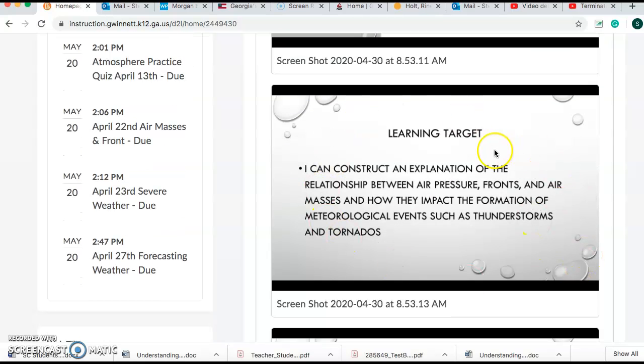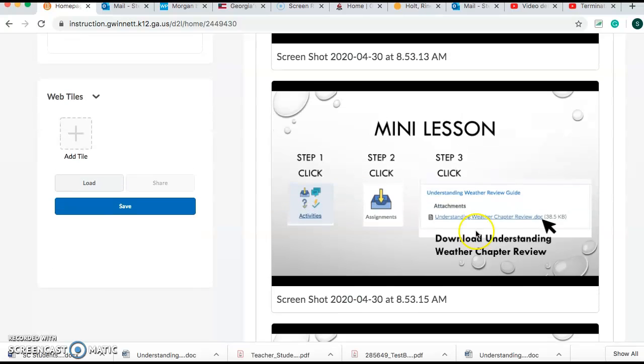So our learning target: I can construct an explanation of the relationship between air pressure, fronts, and air masses, and how they impact the formation of meteorological events such as thunderstorms and tornadoes.